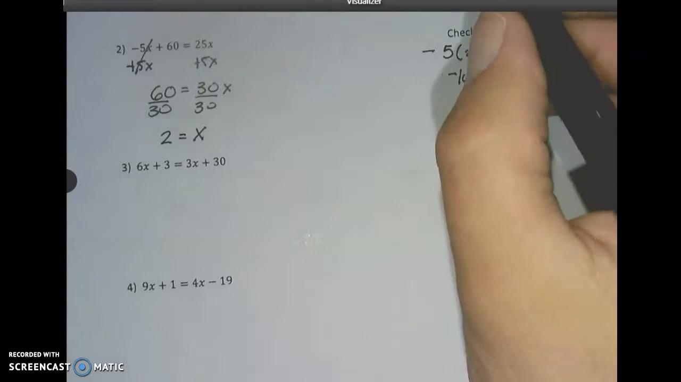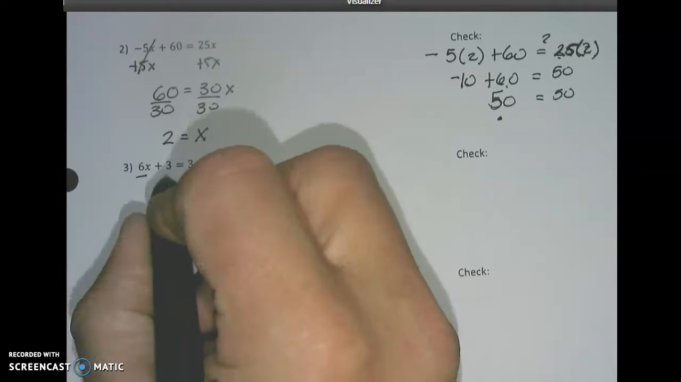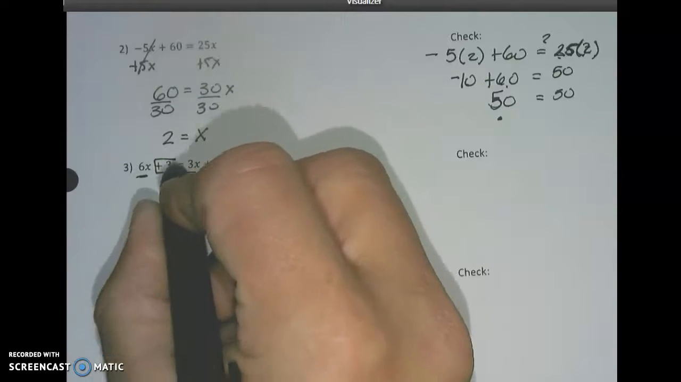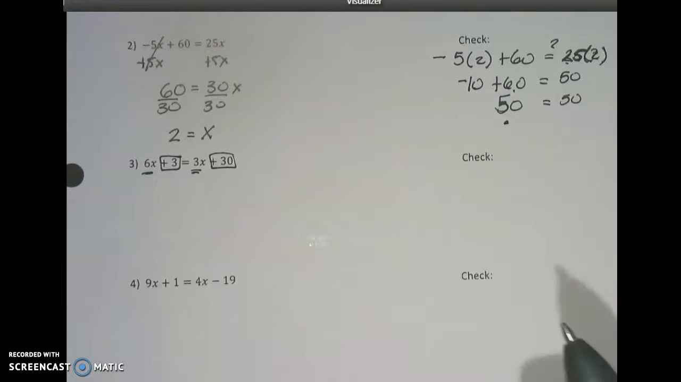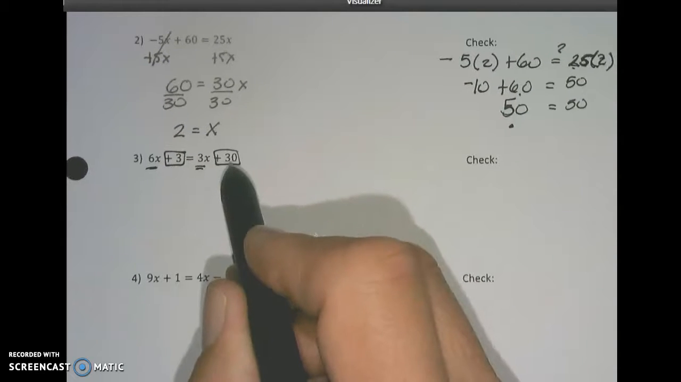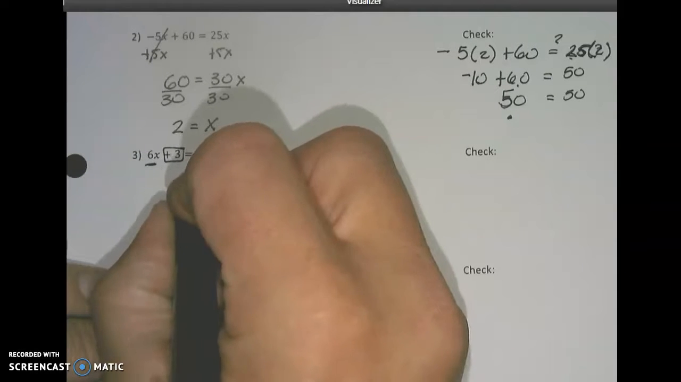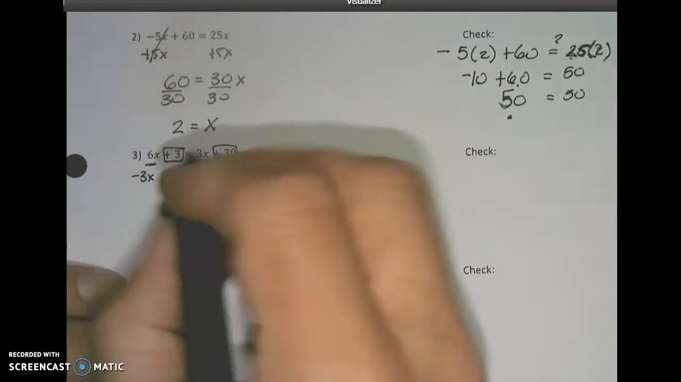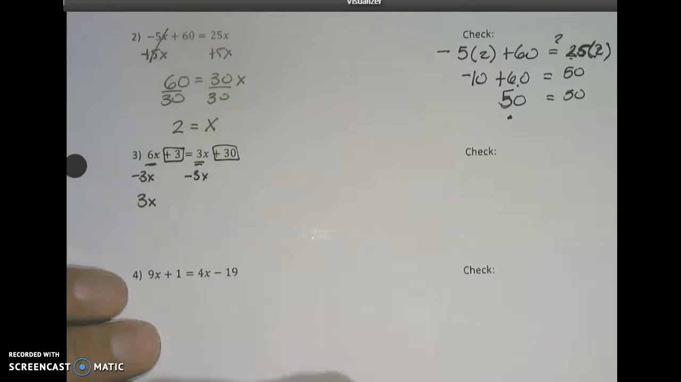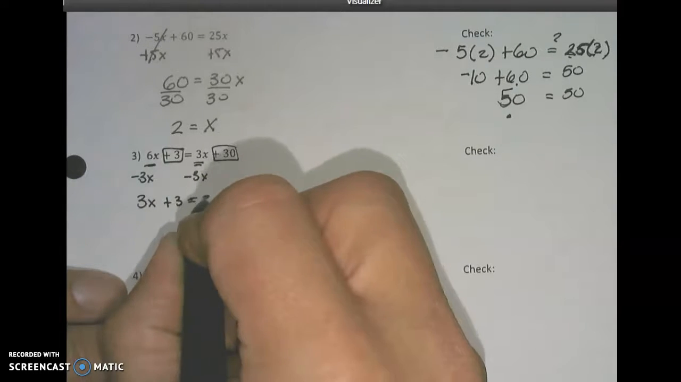All right, so number 3, you can see that we've got variables here, and we've got numbers here. Okay. So I'm going to put my x's on the left side, and I'm going to move my numbers to the right side. So I'm going to take 3x, and I'm going to subtract it to this side. So I have 6x minus 3x is just 3x. Okay? I'm going to go plus 3 is equal to 30.